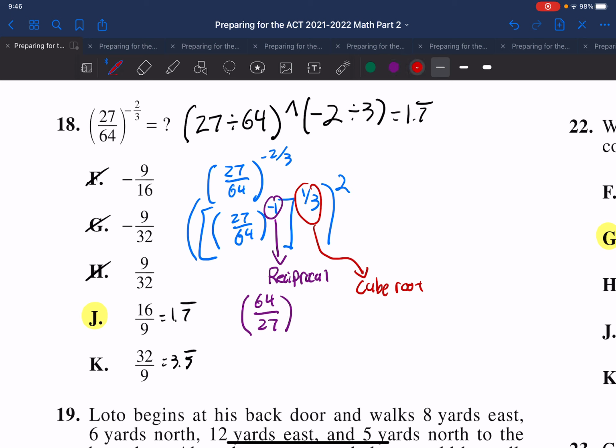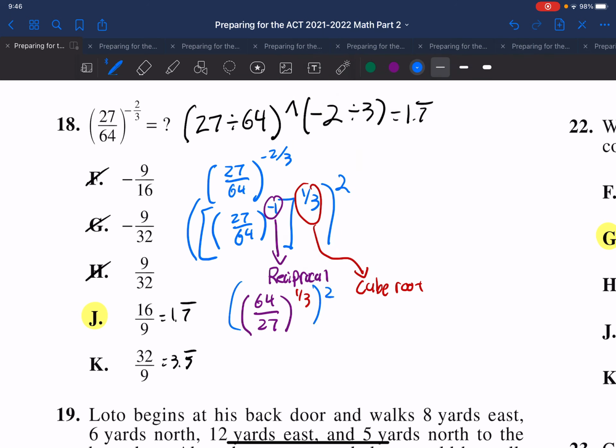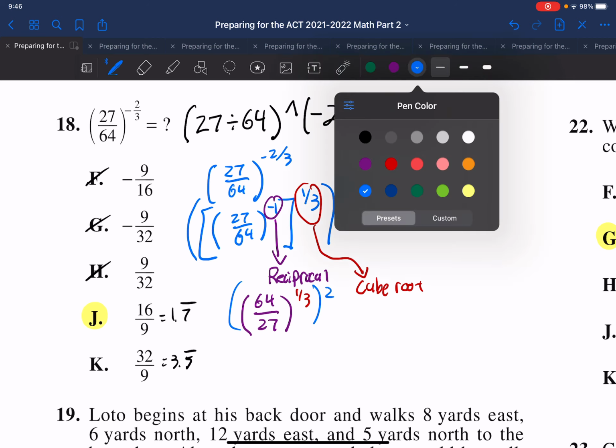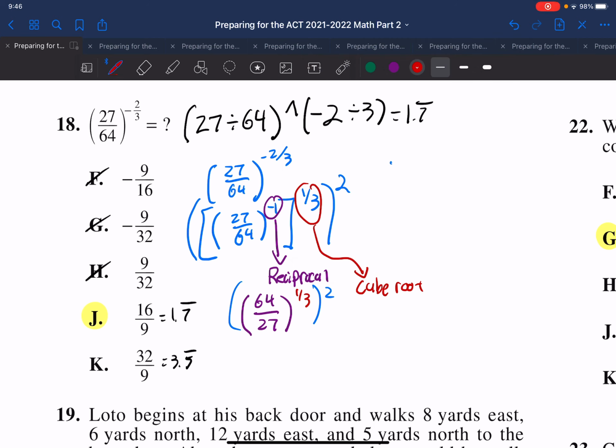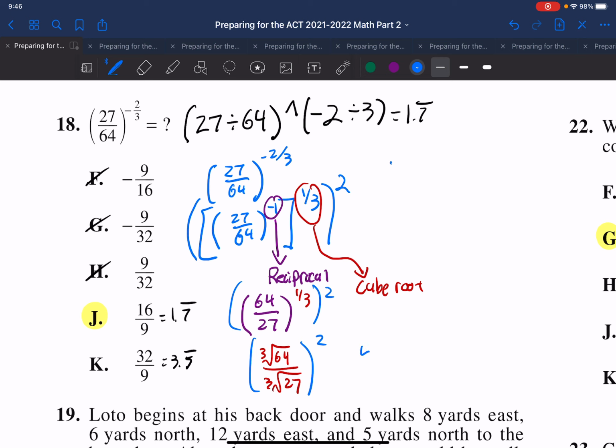So now we still have the 1/3 exponent, and then on top of that, we are still squaring it. Now we want to take the cube root. So we take the cube root of 64 on top and the cube root of 27 down below. Now we're still squaring this thing, but I want to simplify it. Can we take the cube root of 64? We want a number times itself three times to get 64. That is going to be 4. And same thing for 27, that is 3.